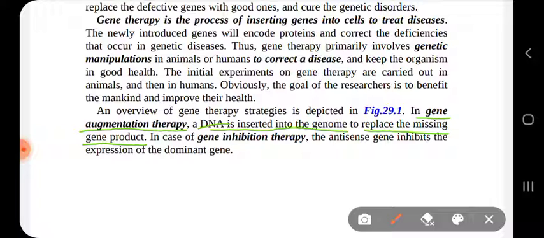Due to alteration of the genes, that particular gene becomes non-functional, and maybe that gene is not producing the desirable protein product during translation. So what we do in gene augmentation therapy is try to introduce the normal gene, which will produce the normal protein, into the genome of human beings. This can be done in two ways. DNA is inserted into the genome of human beings in two ways.